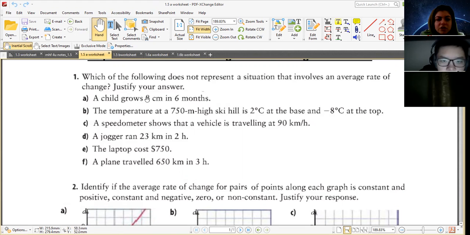So for example, a child grew 8 centimeters in 6 months, because this is between 2 points, right? 6 months is the length between 2 points. Grew 8 means in 6 months, in the duration of that time, it grew 8. So it's going to be average rate of change. So you have to look at these examples and tell me which one is average rate of change, which one is instantaneous rate of change.